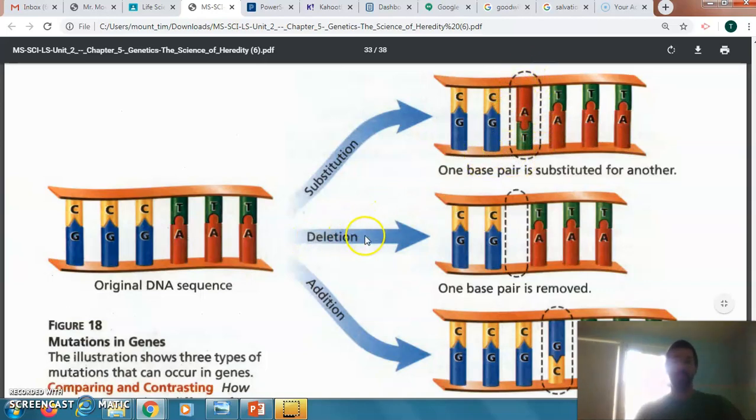Next one is deletion. Okay, this is when there has the original one here, but for some reason during the DNA replication process, it is missing. So you might have heard of someone missing a chromosome or having an extra chromosome. This is when there's going to be a section of the DNA that's going to be deleted.